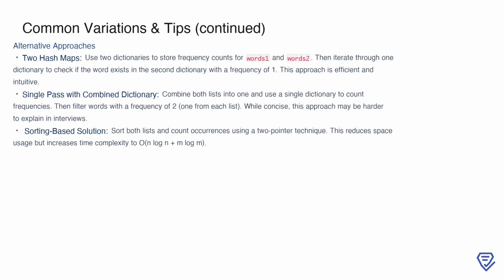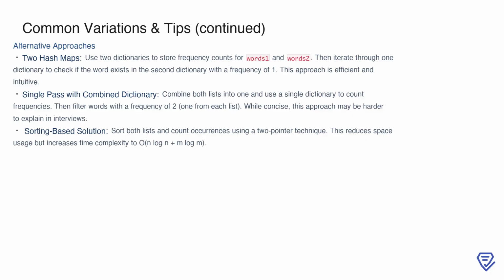There are a few different strategies you can use to solve this problem, each with its own trade-offs. One straightforward approach is to use 2 hash maps, or dictionaries, one for words 1 and another for words 2. You can store the frequency counts in these dictionaries and then iterate through one of them to check if a word appears in the other dictionary with a frequency of exactly 1. This method is both efficient and easy to understand.